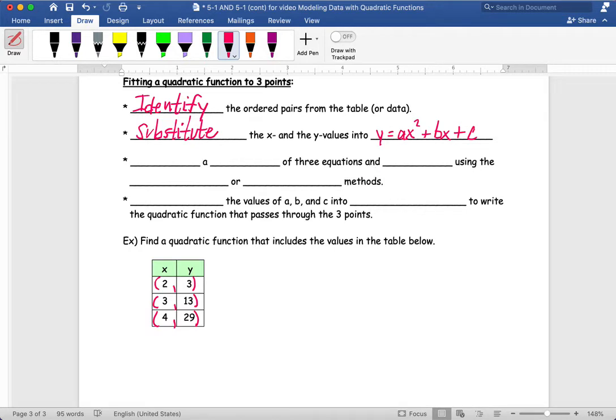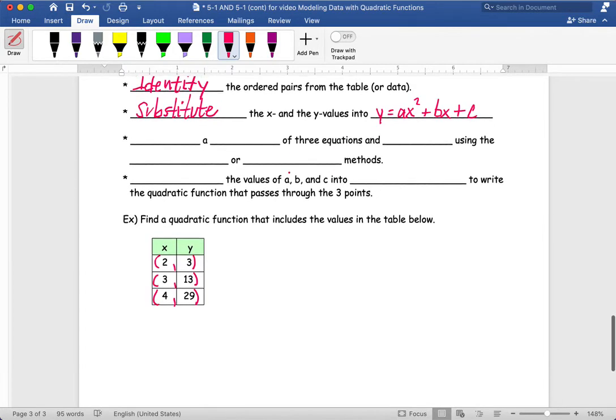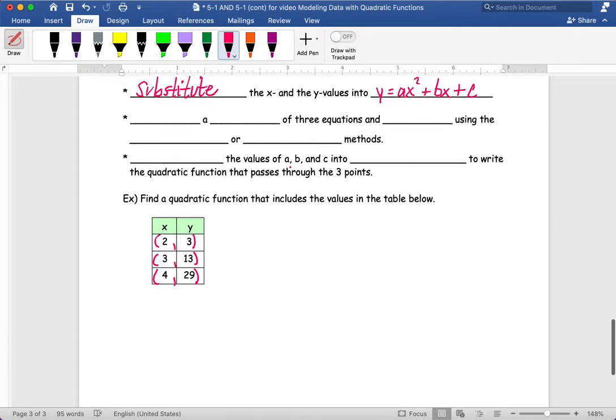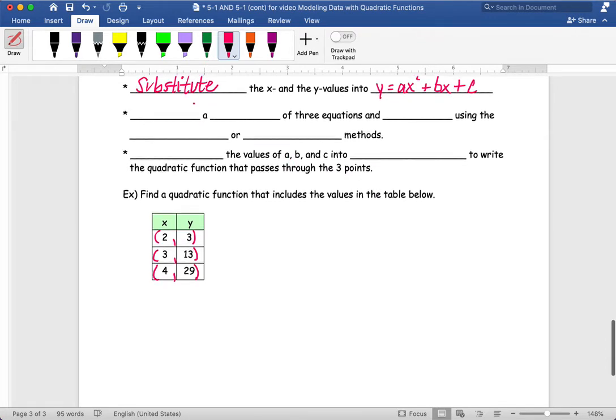And once we get the values of a, b, and c, we're going to back substitute into this model a second time. If a is 3, then this equation is going to become y equals 3x squared. You kind of see where I'm going with this. So again, not difficult, but you do have to know how to solve a system. All right, so this is the step. Substitute the x and the y values into this model.